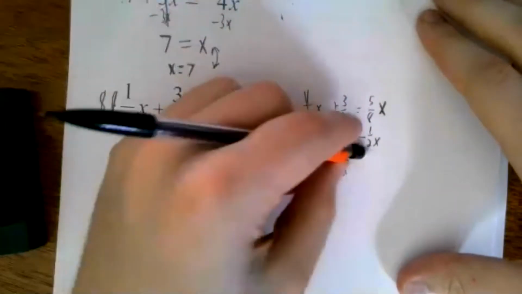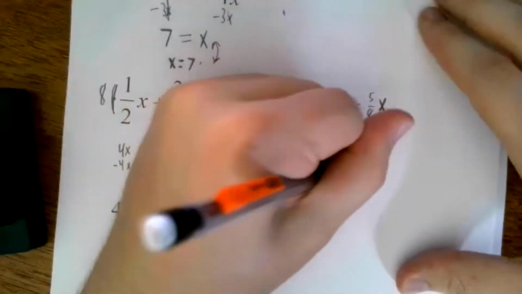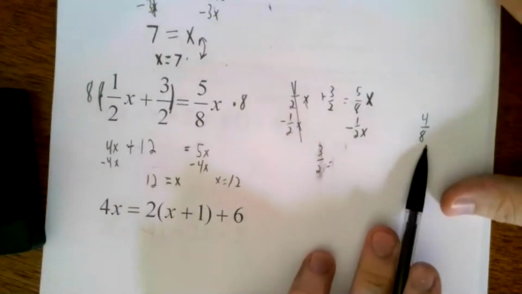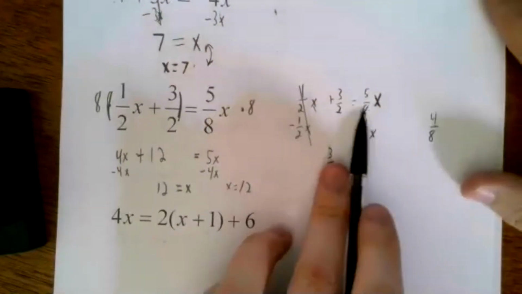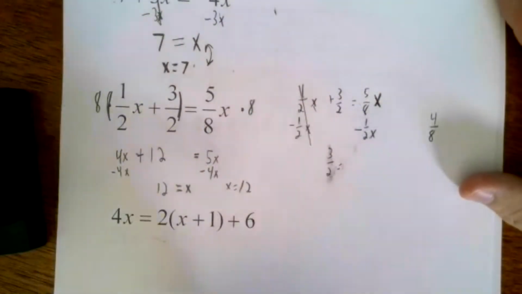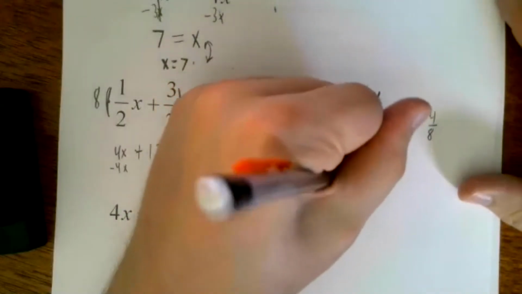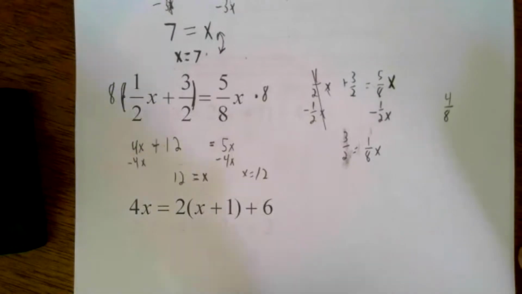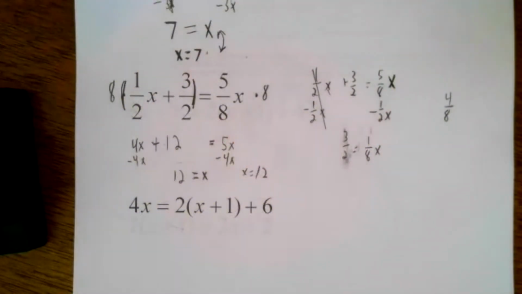So it's not immediately apparent, right? But I know that 1/2 x is the same thing as 4 over 8x, right? So 1/2 is the same thing as 4 over 8. So I'm going to subtract 4/8 x from 5/8 x, and we get 1/8 x. Right? And what can I do now to solve for x?